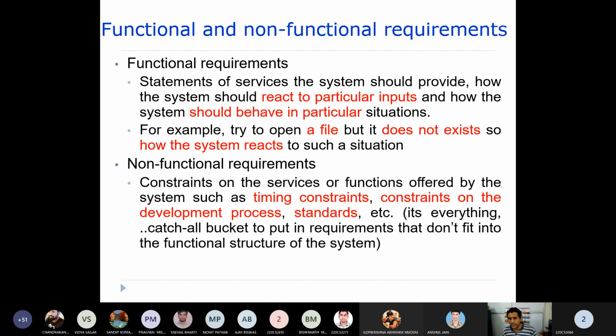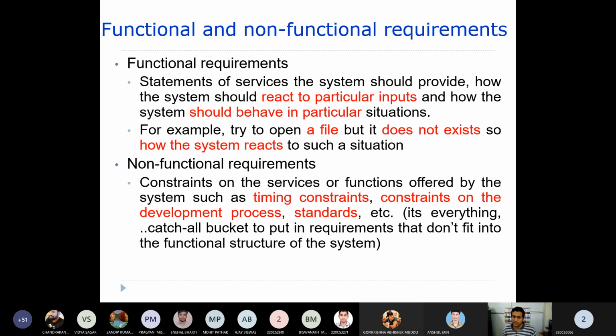Now let's take an example. You try to open a file. The software should provide a means to open a file. This may be one functional requirement, because it takes a file name as an input, and then it does some processing, and then the file will be opened for you. The view of that particular file is the output. So the input is a file name, and the output is an opened file.